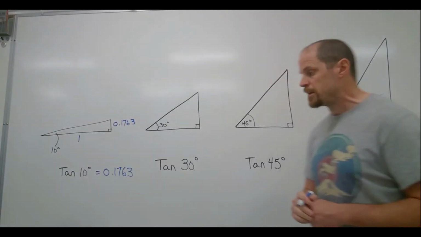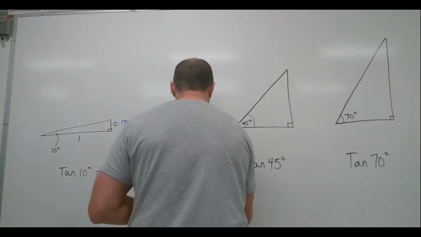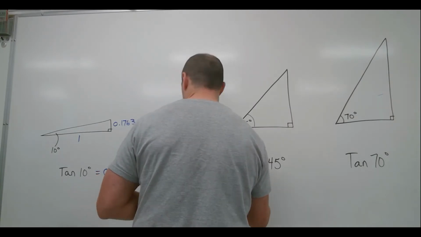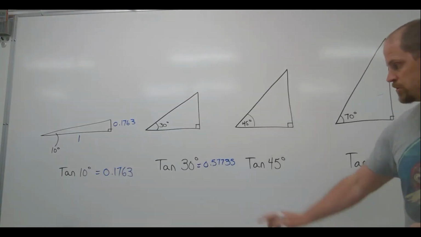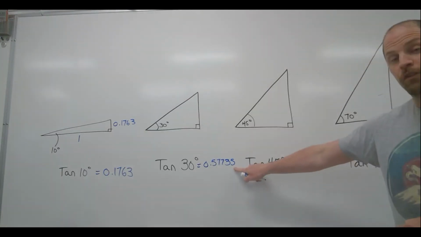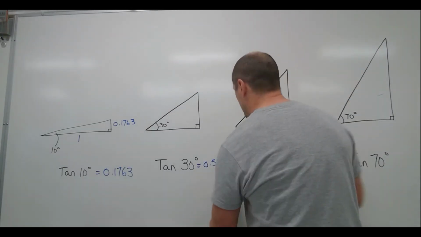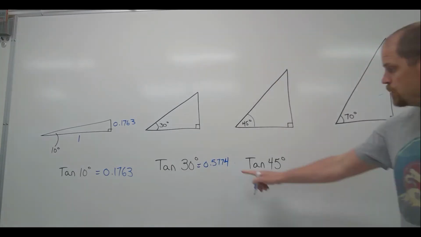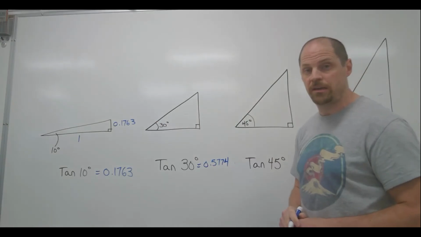The next one, if we type in tan 30 into our calculator, I always want to have 4 decimals, so I've put 5 here. The 5th decimal, we're going to end up rounding it to 0.5774. We can see that this is bigger than that one, and definitely the side is much bigger.